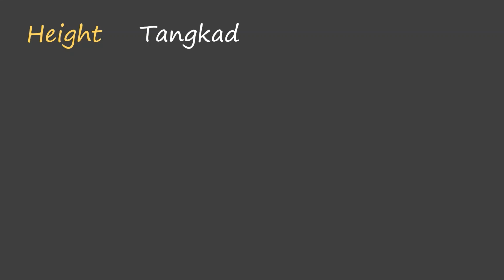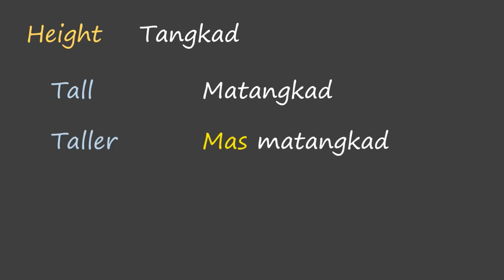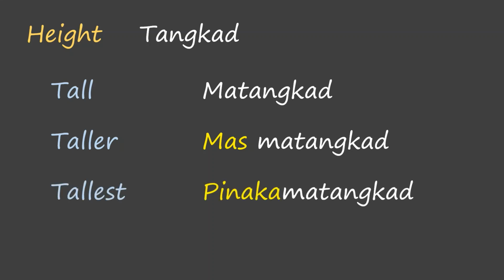The adjectives we just used are for describing a person by height or tangkad. Tall is matangkad. The comparative form taller is mas matangkad. Mas means more. The superlative form is tallest or pinaka matangkad. We use the prefix pinaka to form the superlative of an adjective.